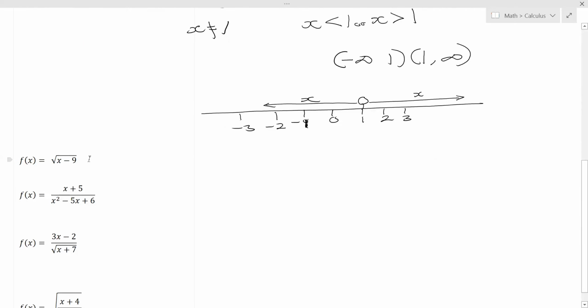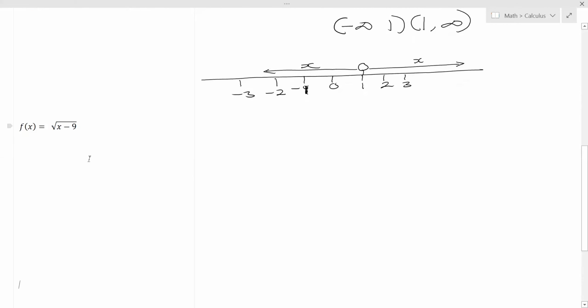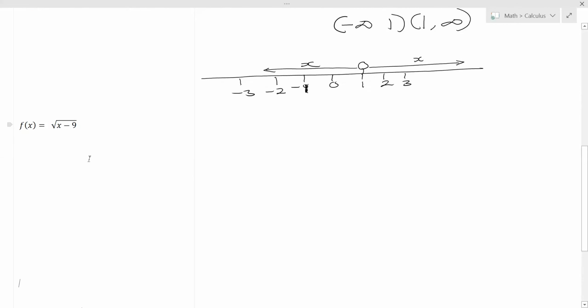Now here we have a square root. Okay, we have f of x equals the square root of x minus 9. So to explain this, let's start with something like this. If I'm asked what is the square root of 16, let's say plus or minus 4. It could be plus 4, it could be minus 4.